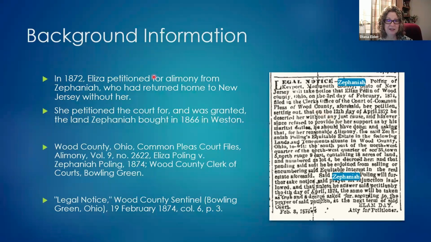Now, in 1872, things start to get a little interesting, and Eliza petitioned for alimony from Zephaniah, who had returned home to New Jersey without her. She petitioned the court for and was granted the land Zephaniah bought in 1866 in Weston, that deed we just saw. This was a record found at the county level, but there was also a newspaper notice put in the Wood County Sentinel, a legal notice talking about Zephaniah Poling of Keyport, Monmouth, state of New Jersey, and talking about this case.